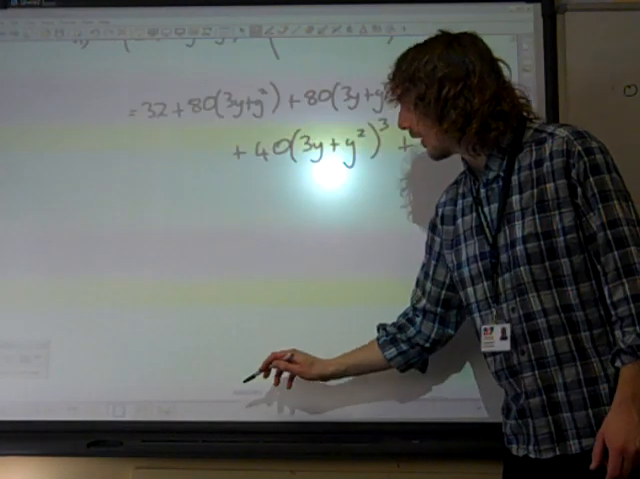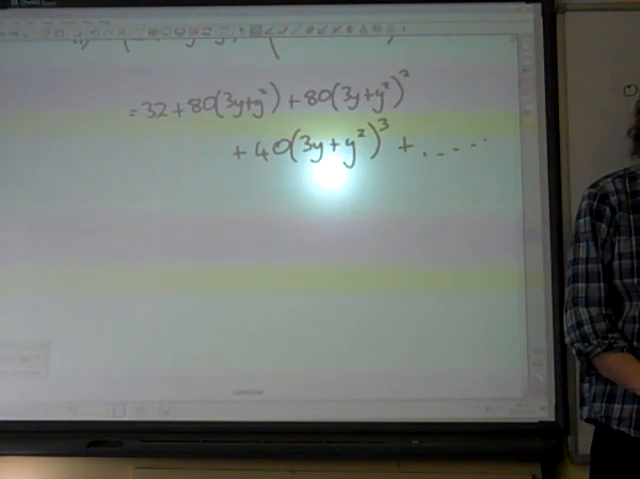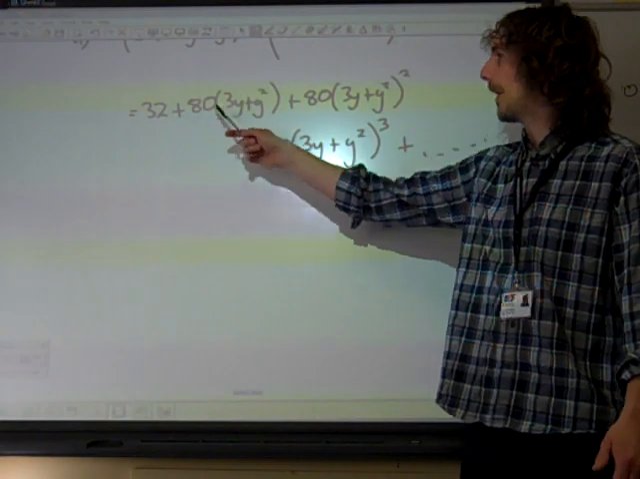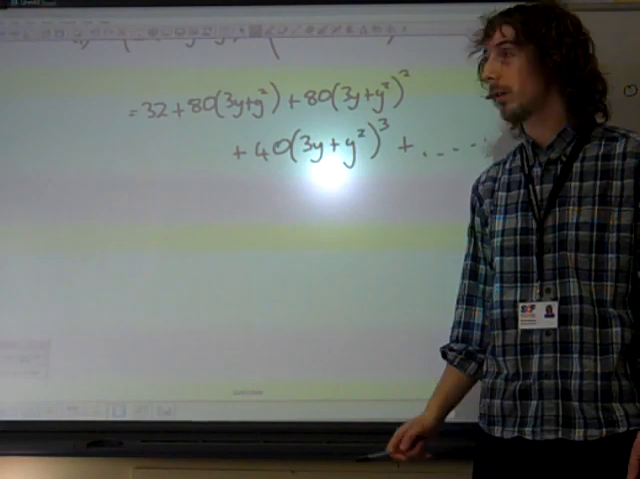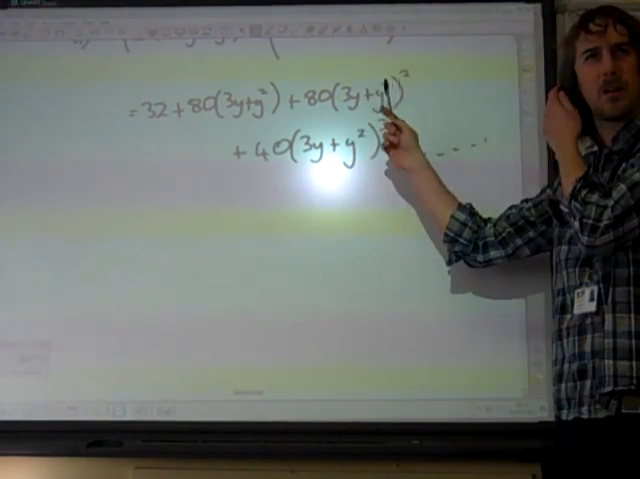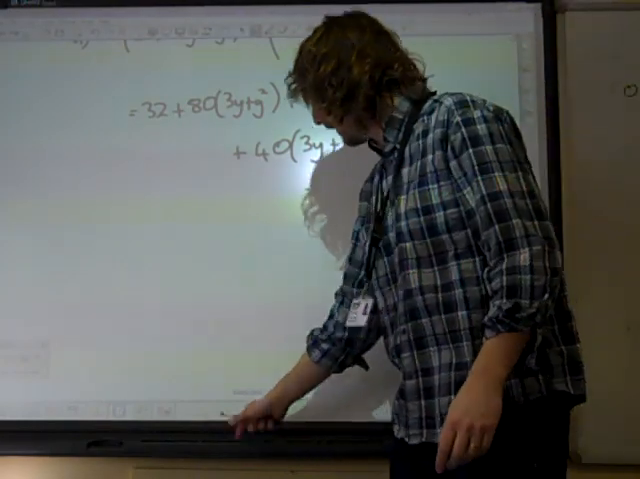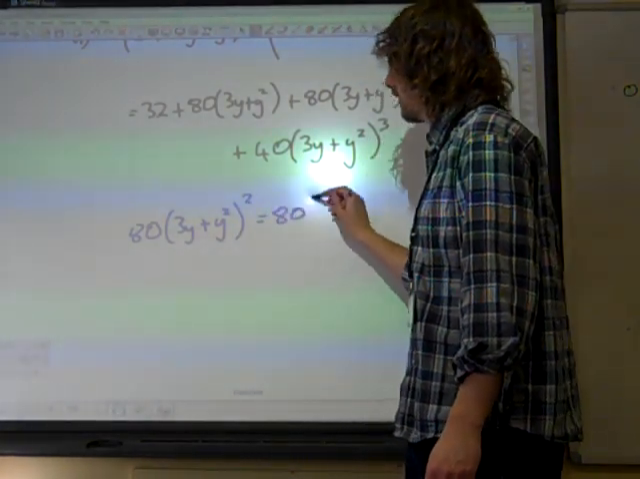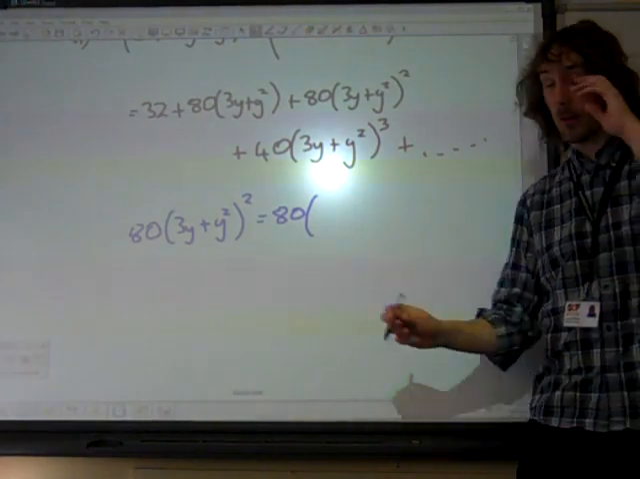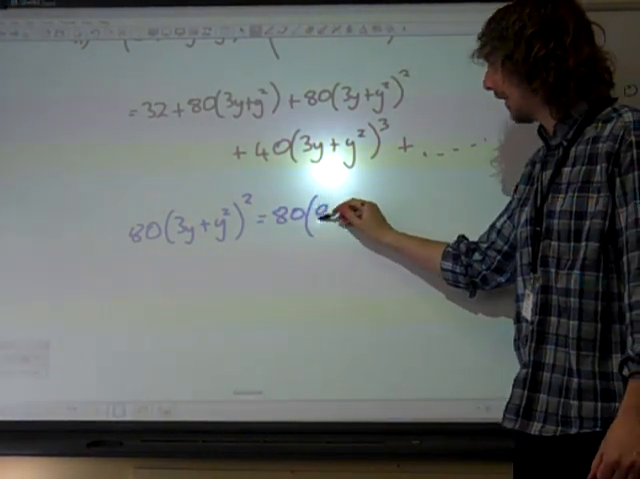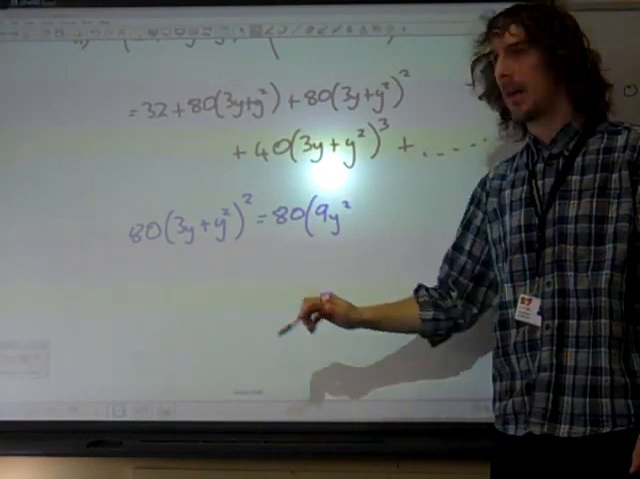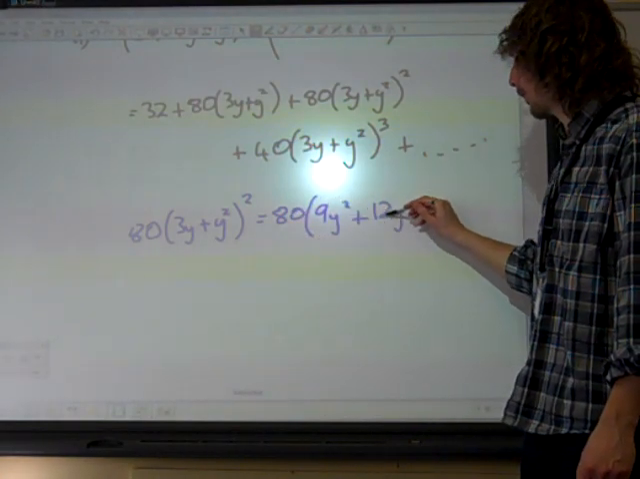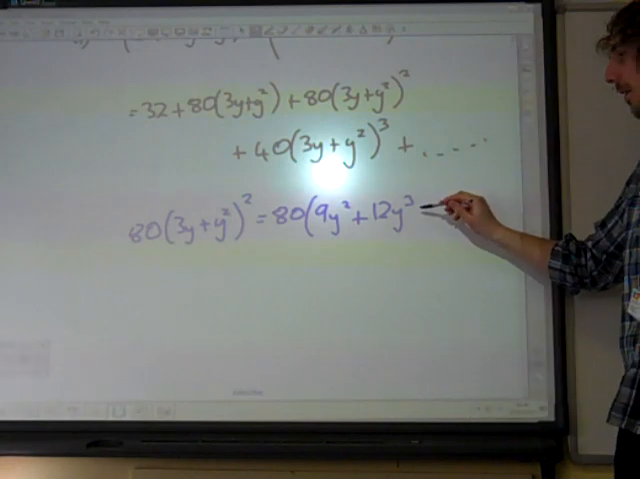So let's think about what bits of that would contribute a y cubed term to our final answer. Well, the 32 and the 80 times this bit wouldn't. We wouldn't get a y cubed term from those. This bit, if we square it out, we are going to get one. So let's think about that bit: 80 times 3y plus y squared squared. Now be careful with this. If I multiply out this bracket, 3y times 3y is 9y squared, plus 3y times y squared, plus another one, plus y squared times y squared, so y to the 4.